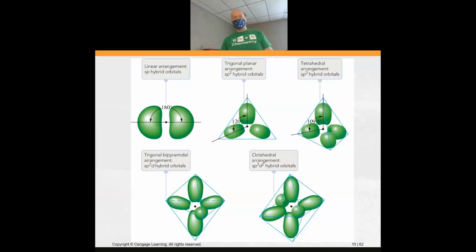All right, so here are the pictures. This is the picture, but that's not the way I draw it because I prefer to draw it like this. Okay, so when I'm drawing it, I'm going to draw it like this. And then I will write SP and I will write SP. That's how I will draw an SP hybrid orbital.